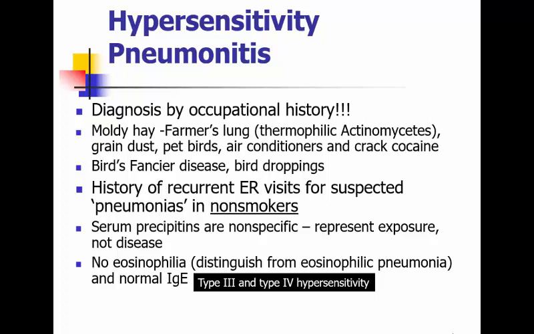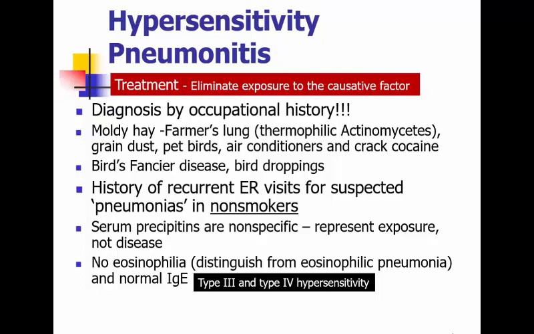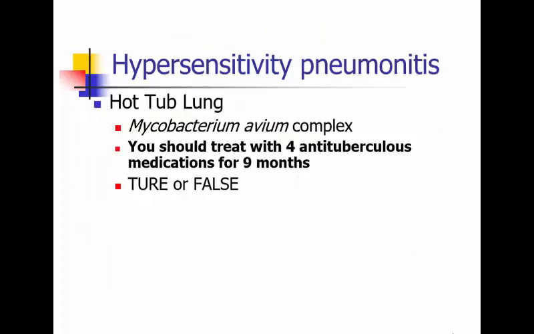Immunoglobulin E will be normal in a patient with hypersensitivity pneumonitis because it's not type 1, it is type 3 and type 4 hypersensitivity. So it has nothing to do with immunoglobulin E. Okay? I'm going to talk about eosinophils and immunoglobulin E down the road. How do you treat it? Eliminate exposure to the causative factor. That's the treatment of hypersensitivity pneumonitis.